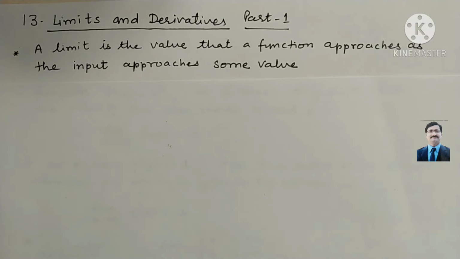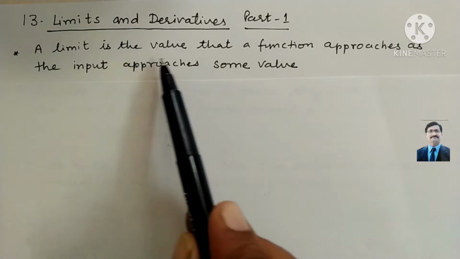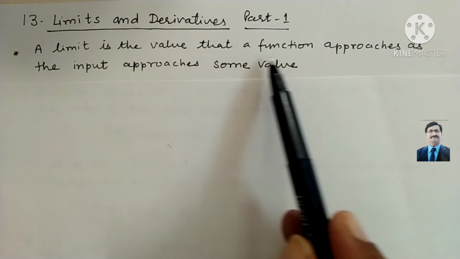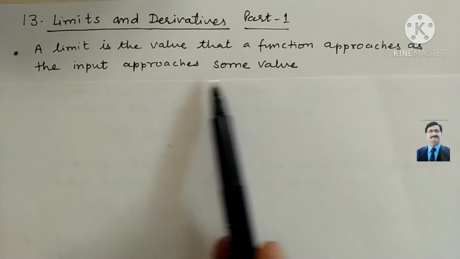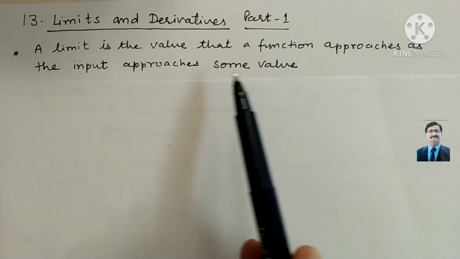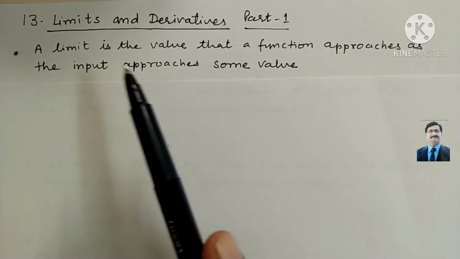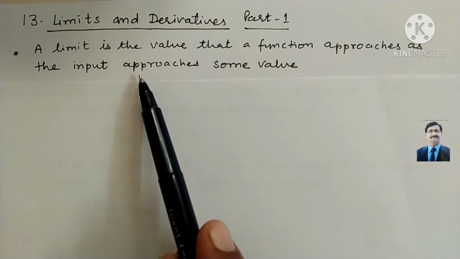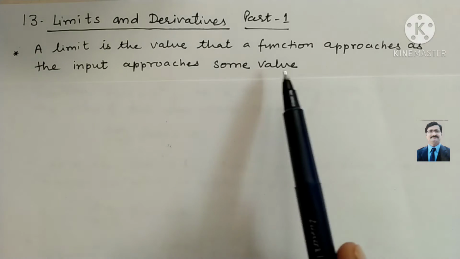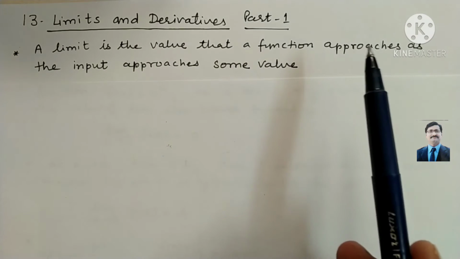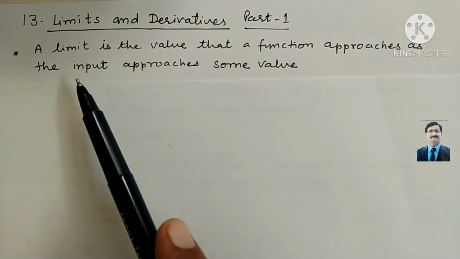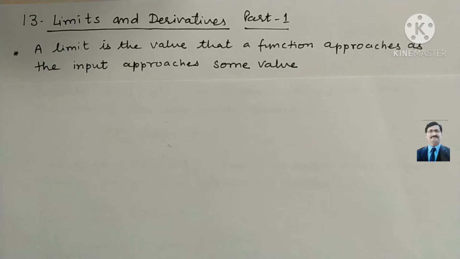Okay. Here, a limit is the value that a function approaches as the input approaches some value. Look here: the input value approaches some value, then the function approaches a fixed value, and that is called a limit. So we will understand this.